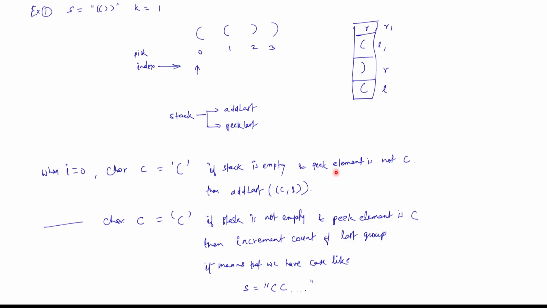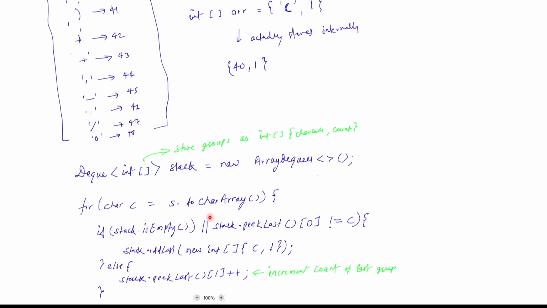If the stack is empty, or the peek element is not the starting parenthesis, or the last is not equal to c, meaning this character marked in single quotes, then you say stack dot add last and add a group. This is not the starting parenthesis, so you add on the last. We add this value, the starting parenthesis and 1. Write it in single quotes: the starting parenthesis and 1 as the count.